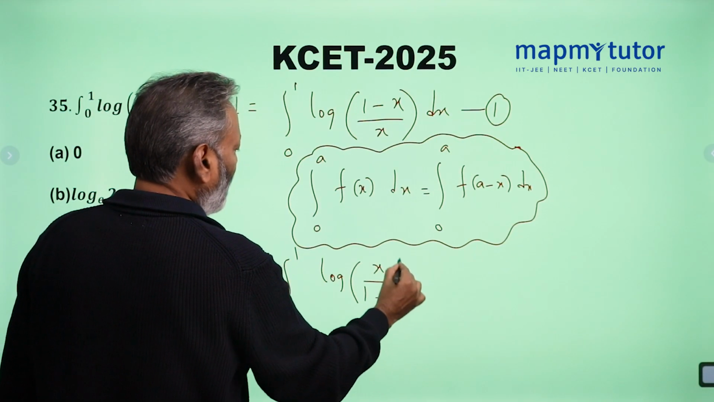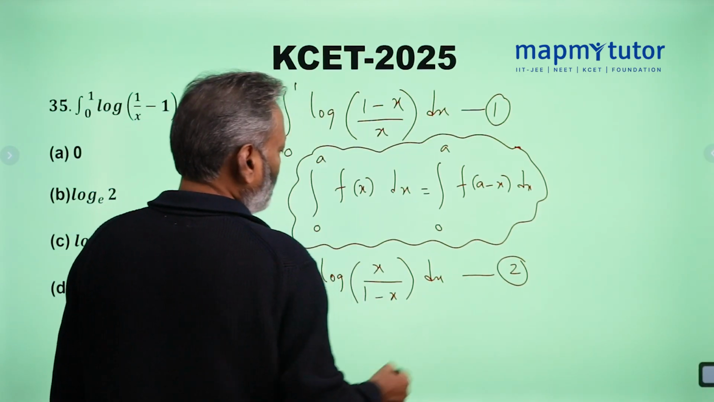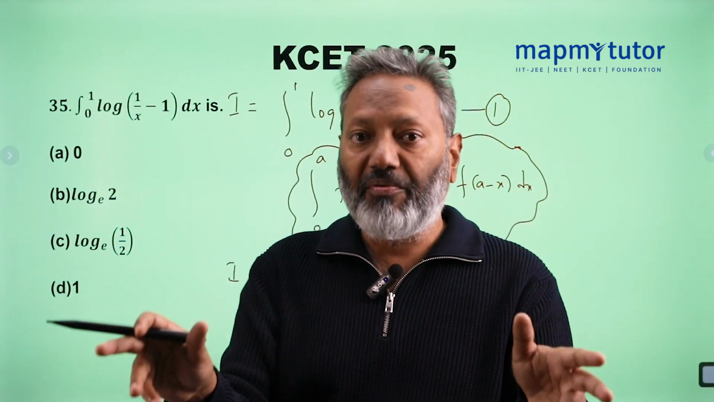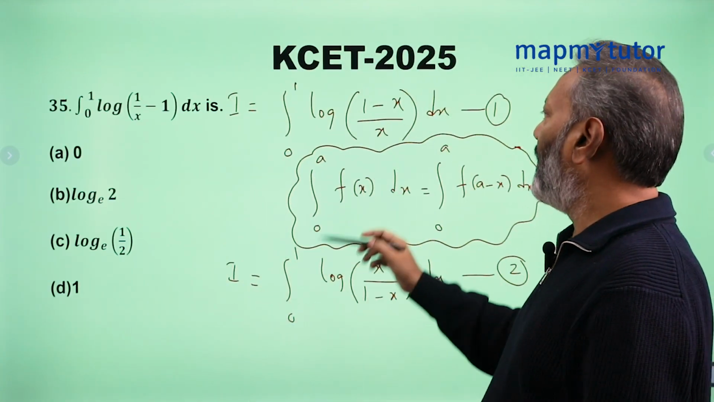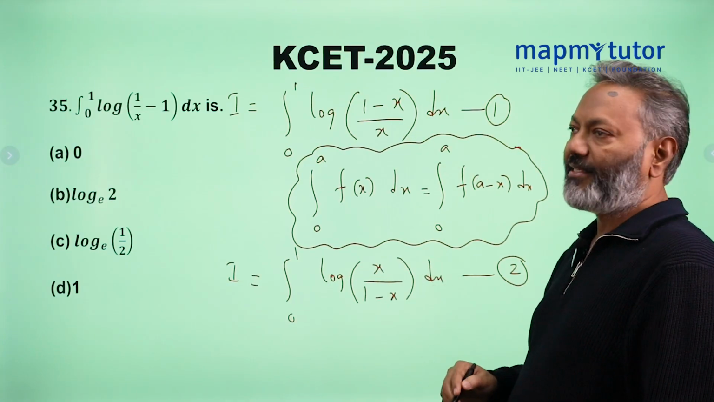And this x will be 1 minus x and dx. Therefore, I'll take it as 2. Just I applied the property. I got a new equation or new integral. Here it is log of (1 minus x) by x. Here it is log of x by (1 minus x).